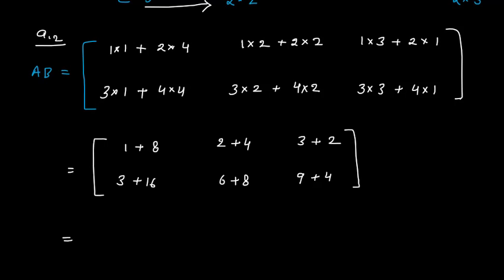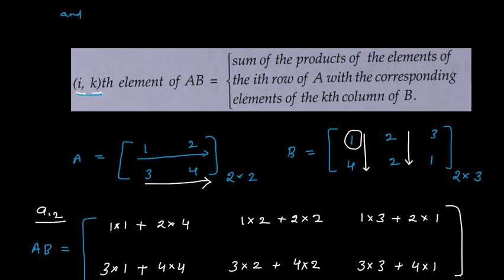So this whole is equal to 1 plus 8 is 9, 2 plus 4 is 6, 3 plus 2 is 5, 3 plus 16 is 19, 6 plus 8 is 14, and 9 plus 4 is 13. So this is AB, the product AB. Okay, I hope you understand how we are getting this AB.